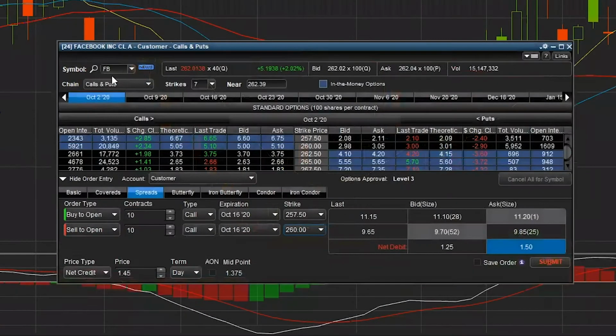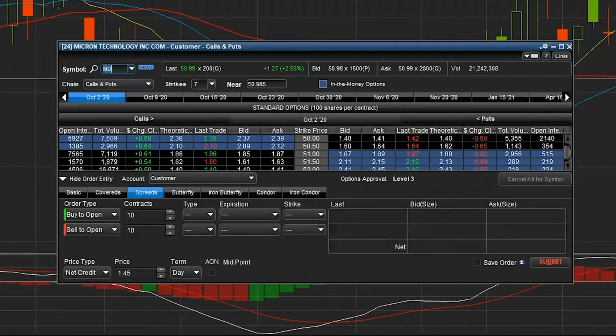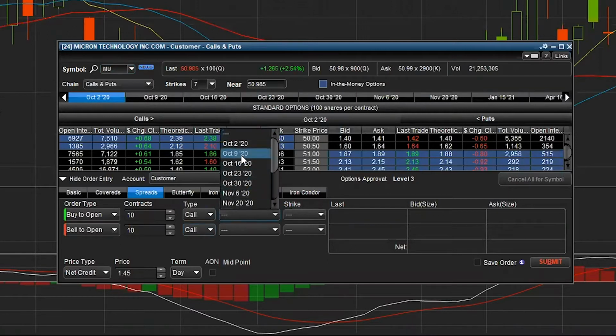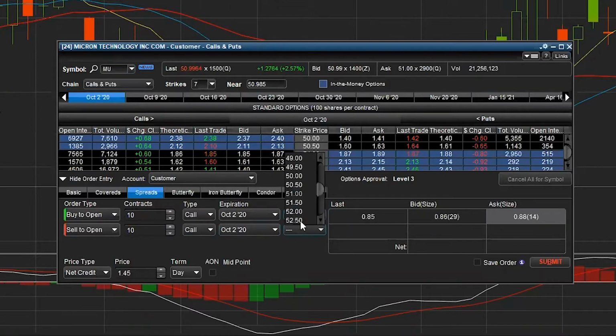So let's put on Micron here, MU. First off, we're going to look at an out-of-the-money vertical spread that's within this implied range. Obviously, if we're doing an earnings trade, we want something lower risk, out of the money, that can maximize return. So let's say we picked up the 53.50, 54.50.